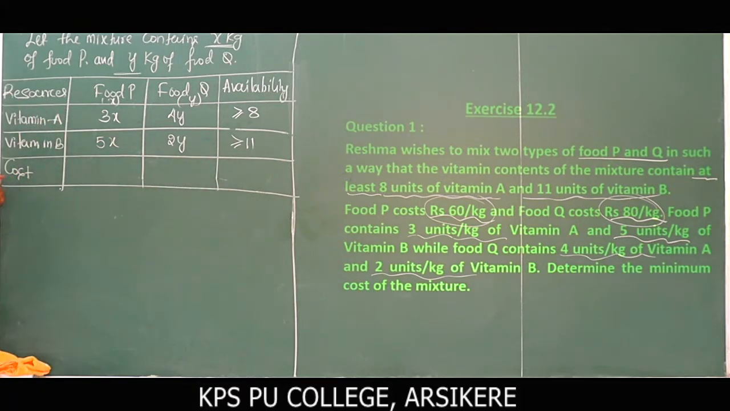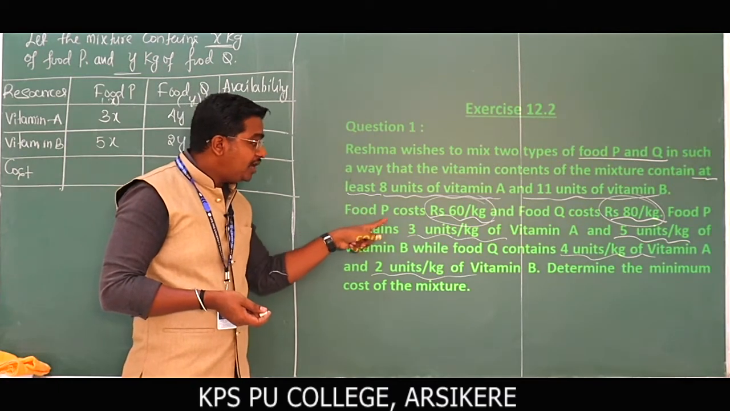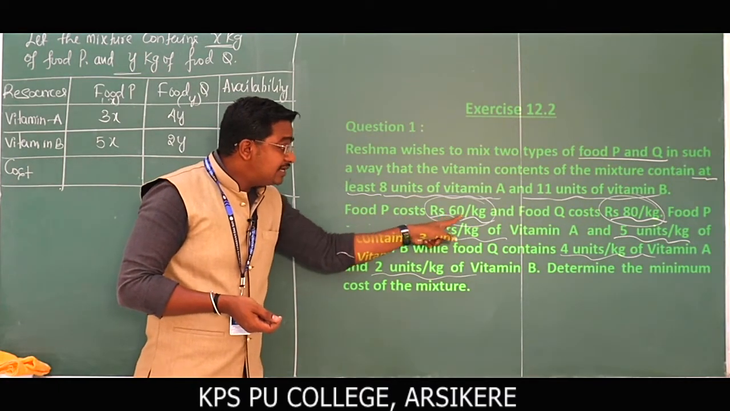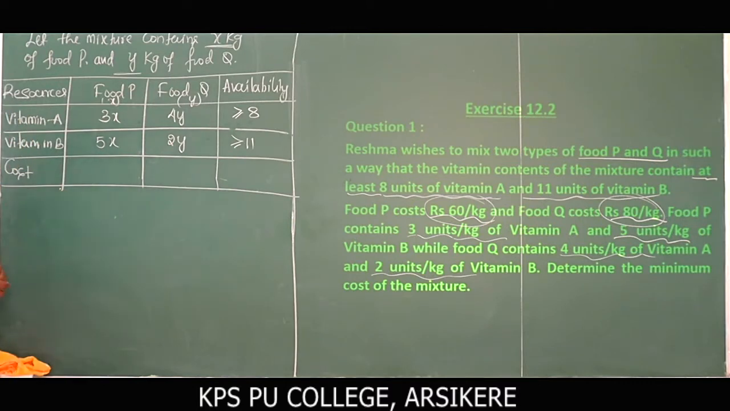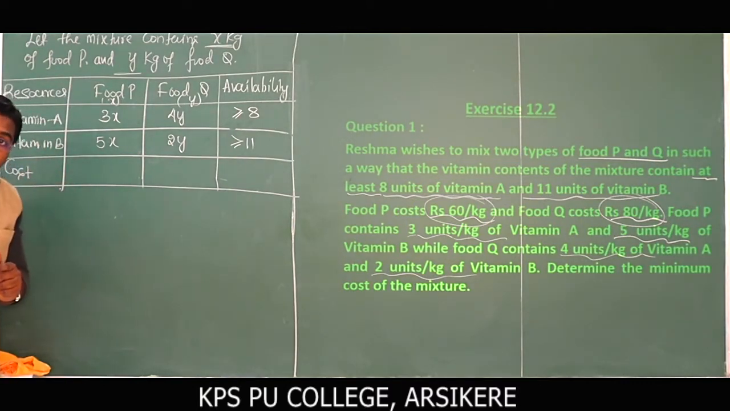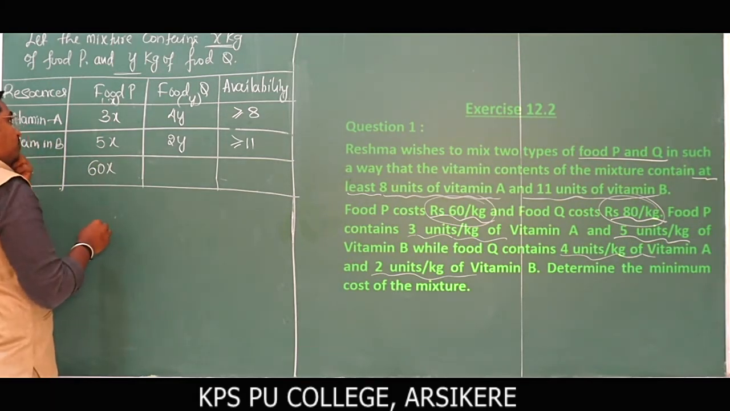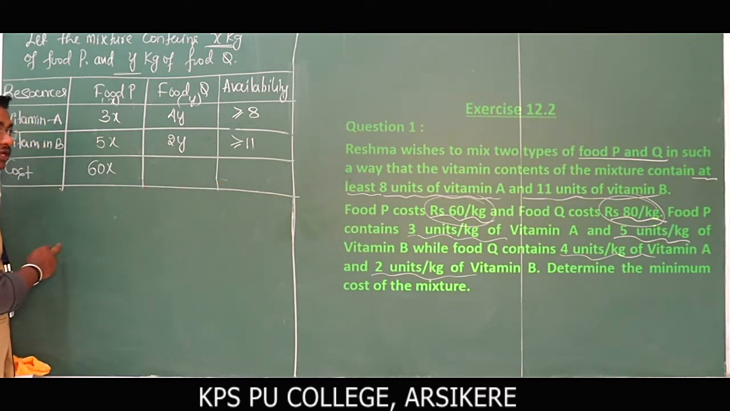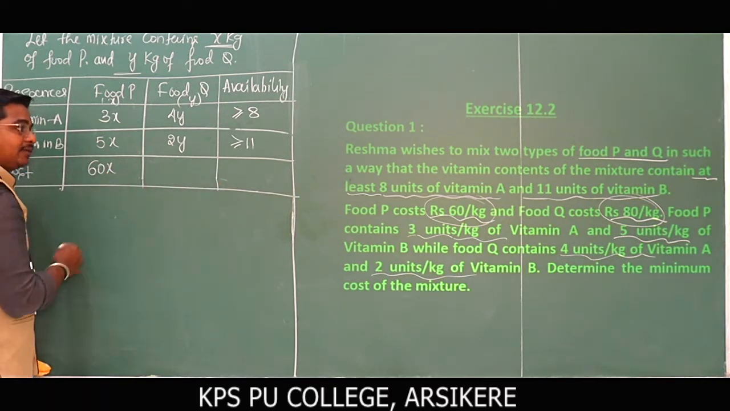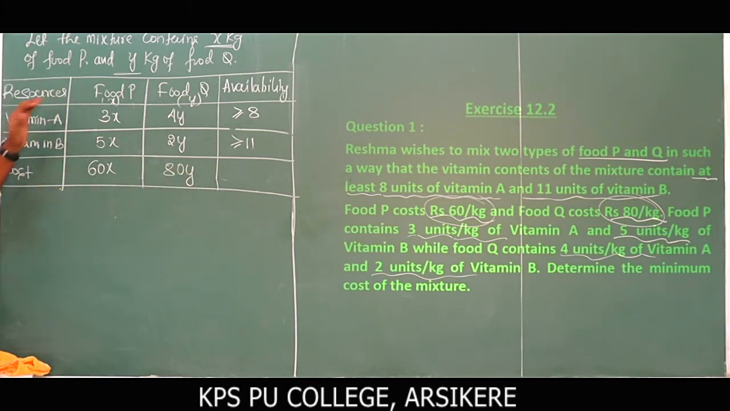Okay, then let us see what the cost is. The cost is already given here. So what is given here? Food P costs 60 per kg. So 60 per kg means for 1 kg 60 rupees, for 2 kg 60 into 2, for 3 kg 60 into 3, that becomes for x kg 60 into x. Clear? Then what about food Q? That becomes 80 rupees per kg, that becomes 80y. Clear? This is the problem situation.